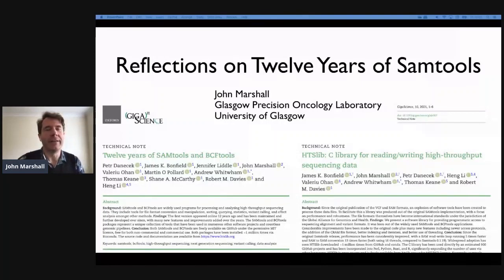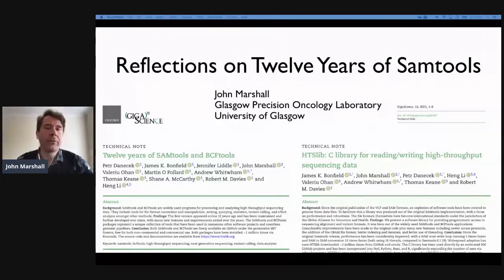I was the lead maintainer on Samtools a few years ago, and since I moved to the University of Glasgow, my former colleagues at Sanger carry on maintaining it with contributions from around the world, and probably a disproportionate number of contributions from myself. So on the screen here at the moment, I've just got the abstracts of a couple of papers that came out earlier this year, looking back at the time that Samtools has been around.